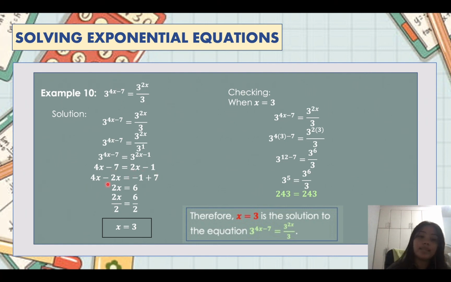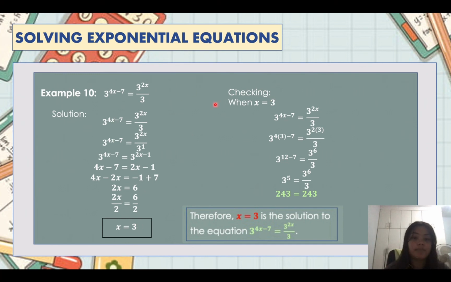We combine like terms and we transpose. So we have 4x minus 2x equals negative 1 plus 7. See? Now we simplify. So we have 2x equals 6. Now we need to solve for the x variable. So we then divide both sides by 2, which will give a result of x equals 3.